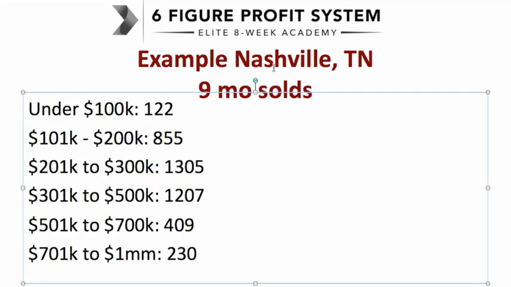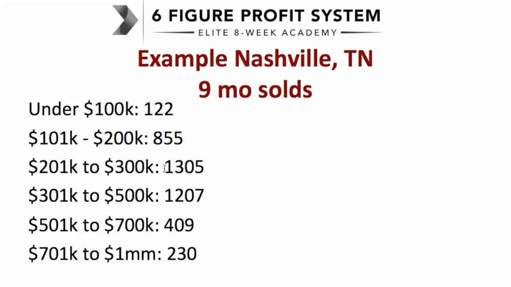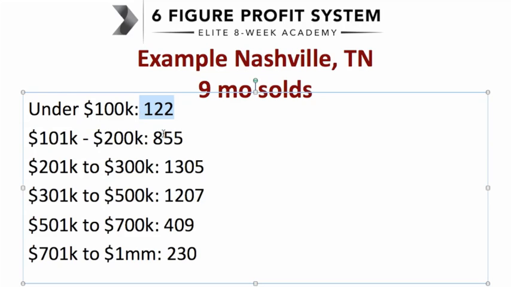Okay, so we did Nashville, Tennessee, the last 9 months of solds. Here's how it broke down. Okay, so let's look at the data now. There were 122 solds under 100, 855 between 100 and 200, 1305 between 2 and 3, 1207 between 3 and 5, 409 between 5 and 7, and 230 between 7 and 1.